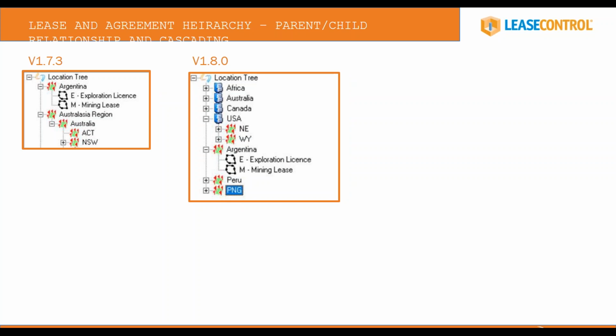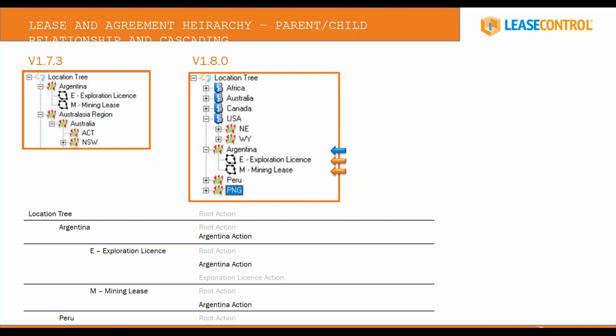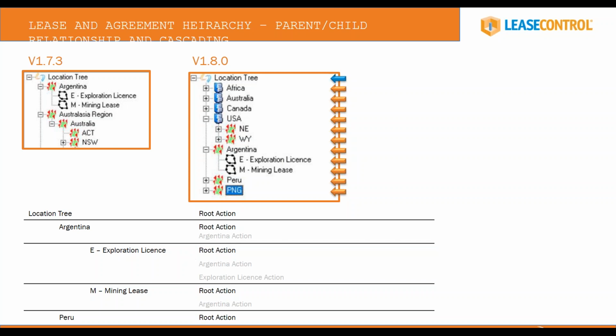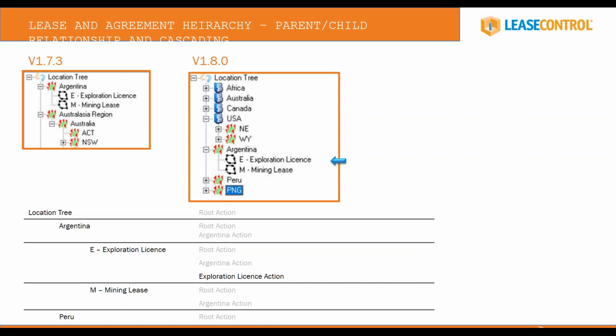The benefit being these configurations and any changes that you make to them will automatically be added to any child object. For example, if I configure an action in Argentina, it's added to the 2 children, but not to any other object. If I configure an action in the root directory, being the location tree, it will flow onto every object. If I configure an action in exploration license, on the other hand, it won't be added anywhere else as there are no children. This concept of children and parents are reiterated and illustrated within the release notes and the help manual if you require further explanation. Otherwise, please contact us.